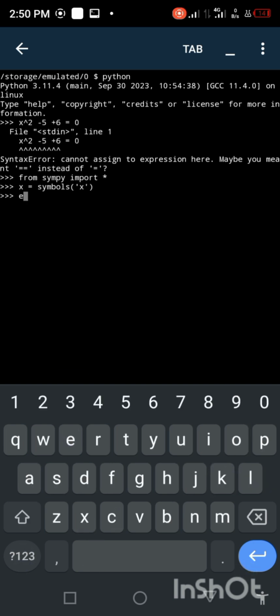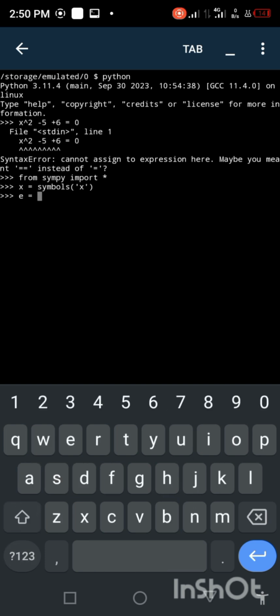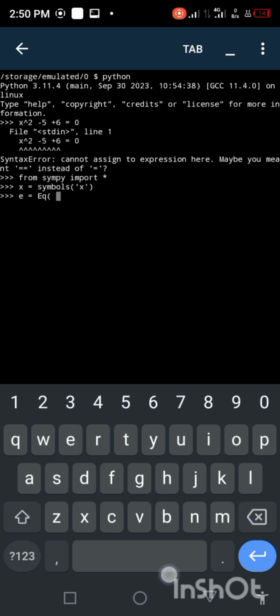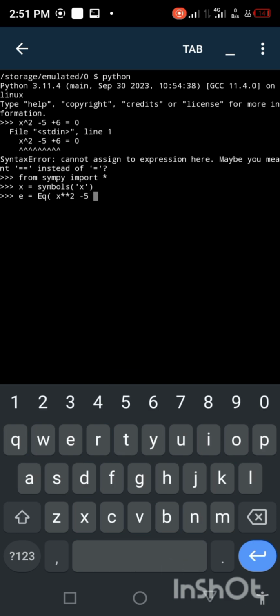Then we have to define the equation. To define the equation, I use E to stand for the equation. E is equals to Eq, open bracket. You can actually make it close, no problem. It was x raised to power 2. For you to get that, you can use star 2. I think that should do. Minus 5. If it doesn't, don't worry, we are still here, we will sort it out.